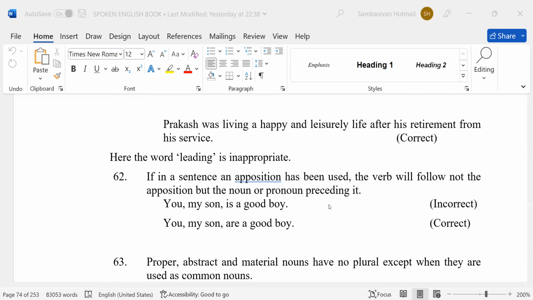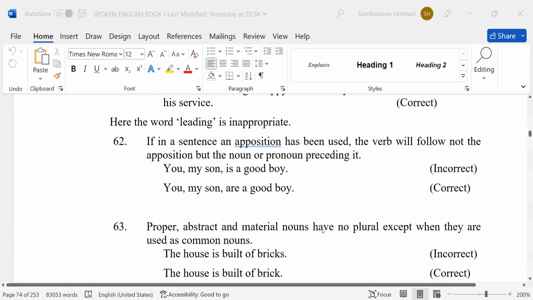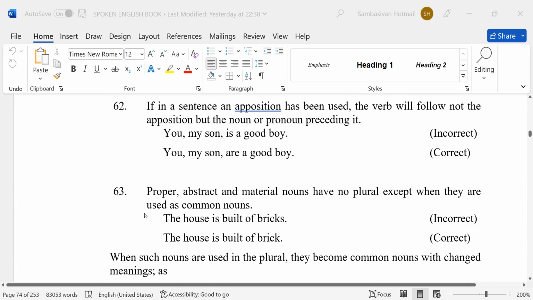Okay. Now continue. 62. If in a sentence an opposition has been used, the verb will follow not the opposition but the noun or pronoun preceding it. You, my son, is a good boy. Incorrect. You, my son, are a good boy. Continue.